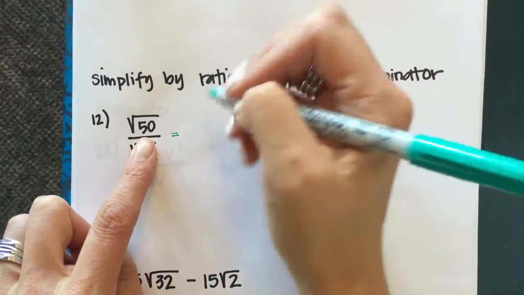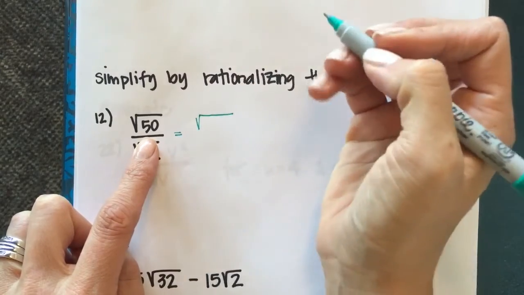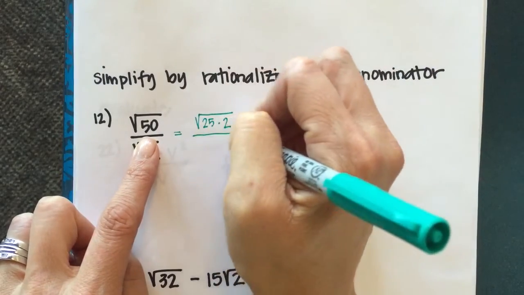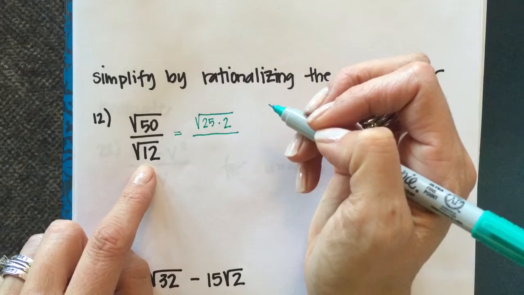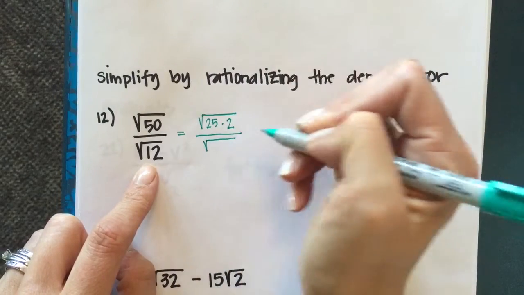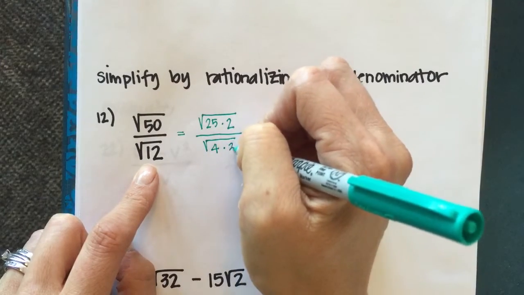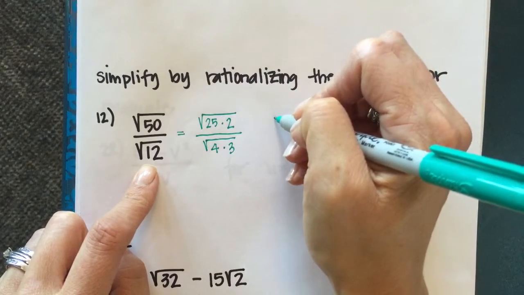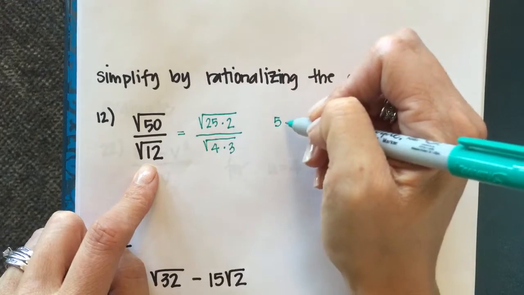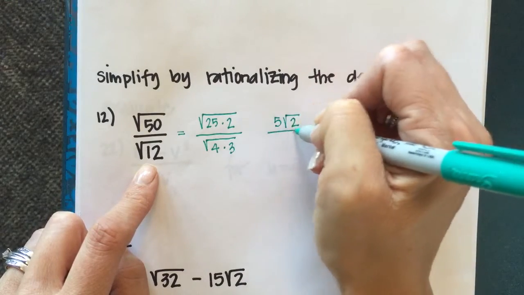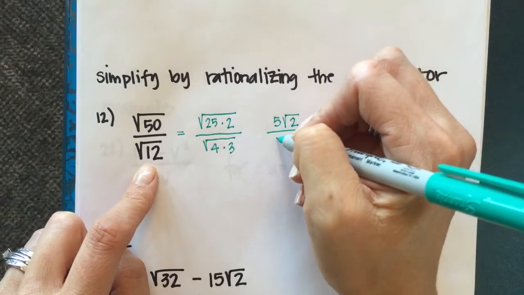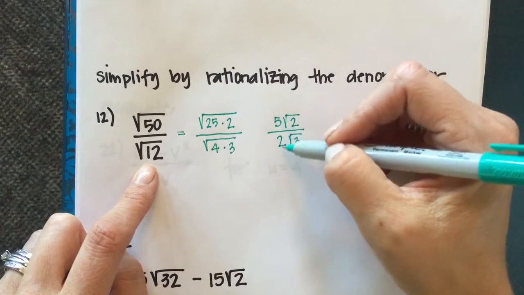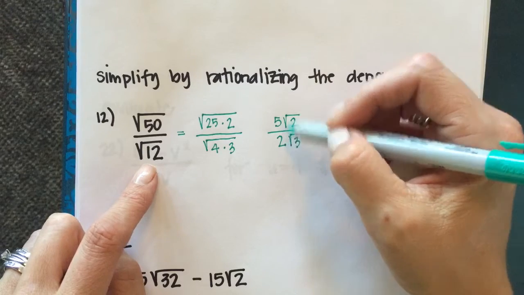The largest perfect square that goes into 50 is 25. So I'm going to rewrite radical 50 as 25 times 2. The largest perfect square that goes into 12 is 4. So I'm going to rewrite 12 as 4 times 3. Remember, one of the two numbers must be a perfect square. So square root of 25 is 5. 2 is not a perfect square, has to stay in the root. 4 is a perfect square, square root of 4 is 2. 3 is not, it needs to stay in the root. You would check now, can you reduce 5 over 2? You can't, so you move on.